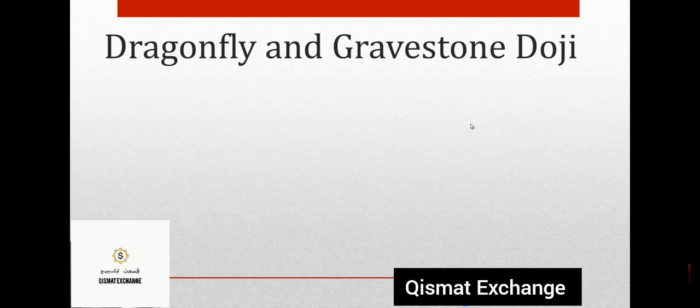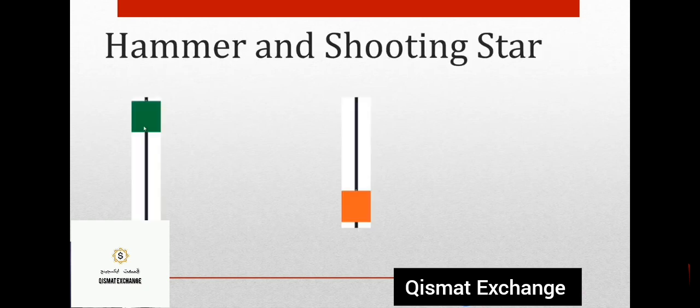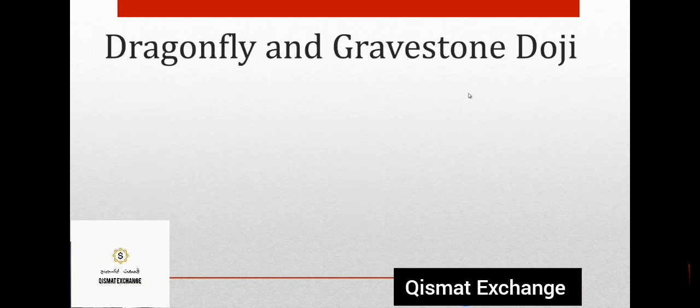Dragonfly and the Gravestone Doji. It sounds a handful, but really the pattern is very similar to the hammer and shooting star. The only difference is that now this doji simply means indecision in the markets, but for Dragonfly and Gravestone Doji, it's a sign of price rejection, because if you look at it, it's actually very similar to the hammer and shooting star that you've seen earlier. Let me just go back a little bit. Hammer, shooting star. Dragonfly Doji, Gravestone Doji. So now let me ask you, what is the difference between the hammer and shooting star and the Dragonfly and Gravestone Doji?